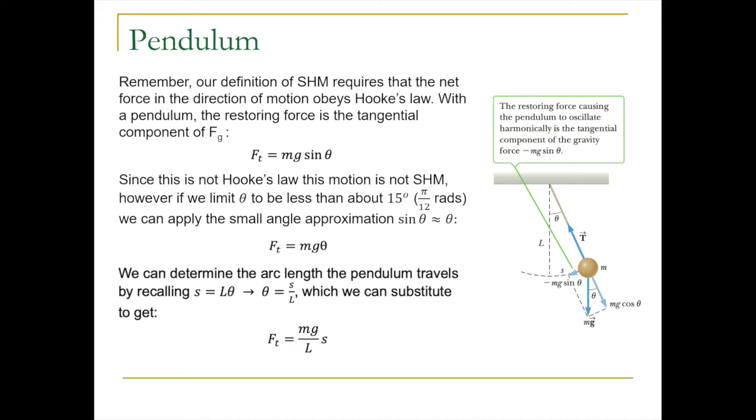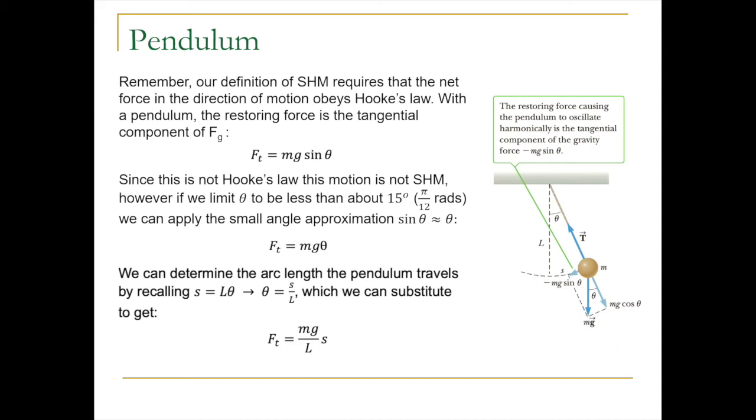However, if we limit how far we pull the mass of the pendulum back, we can use the small angle approximation that the sine of this angle is approximately equal to the angle itself. We limit this to about 15 degrees or pi over 12 radians. It's important to recognize that when we're dealing with harmonic motion or any of the sine functions in this particular lesson, we're always in units of radians and not degrees.